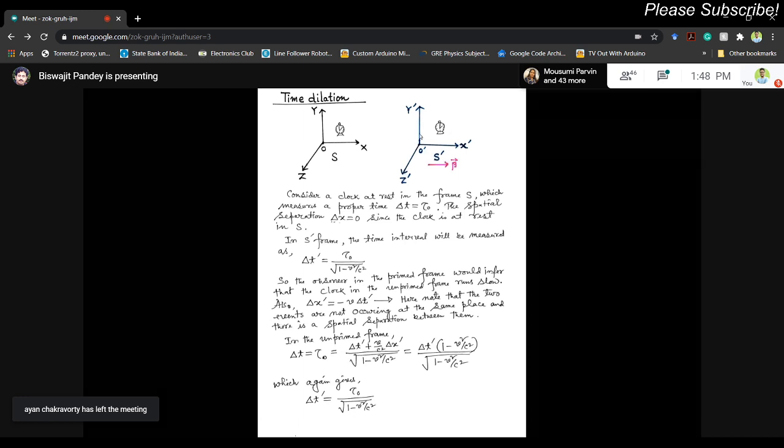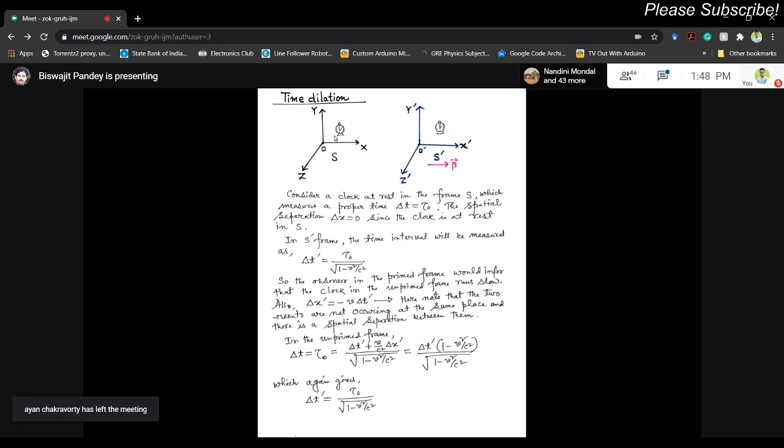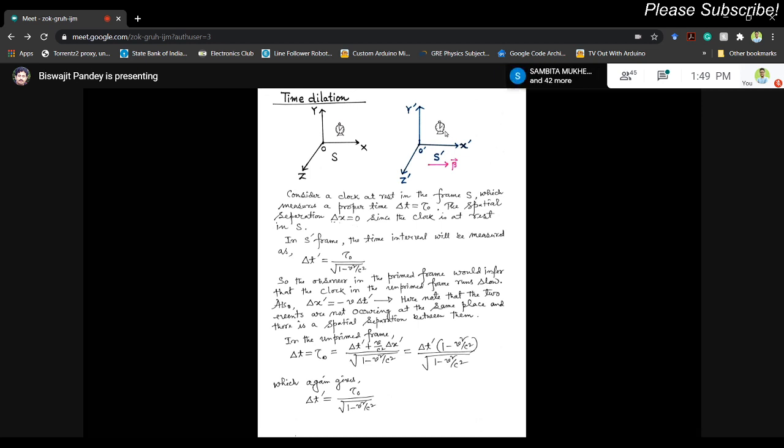So suppose there are 10 clocks in this frame, and there is one clock here which is at rest. If you compare the time of this clock with all the clocks which are synchronized in this frame, you will see that the clock here has become slow. Again, if you take 10 clocks here and synchronize all of them with the clock in this frame, the observer in this frame will find that clock is going slow.